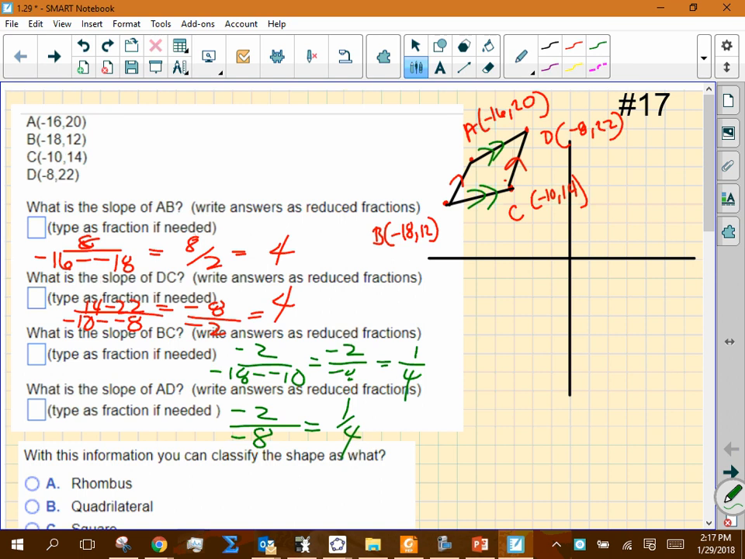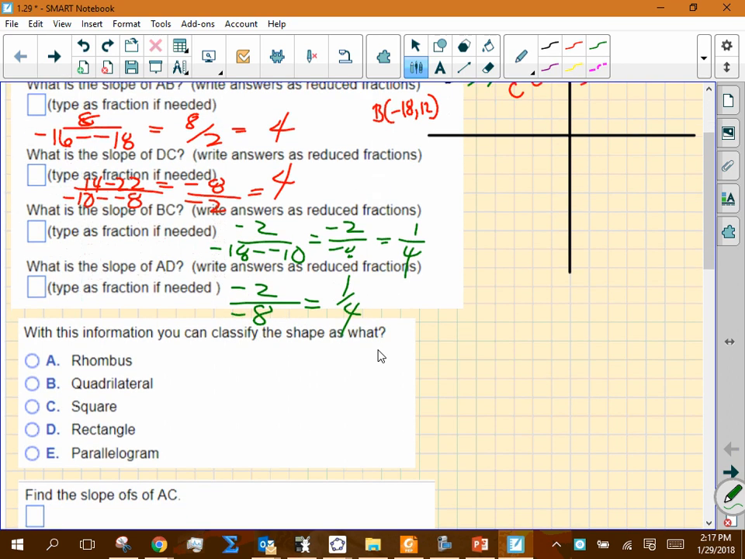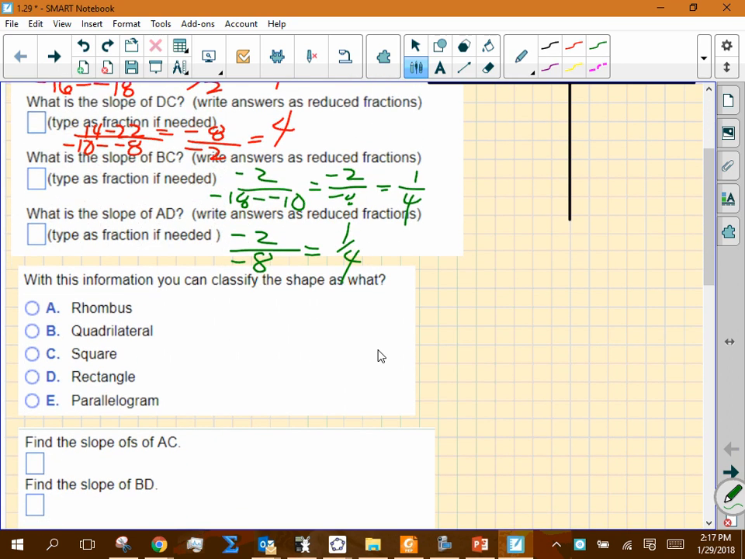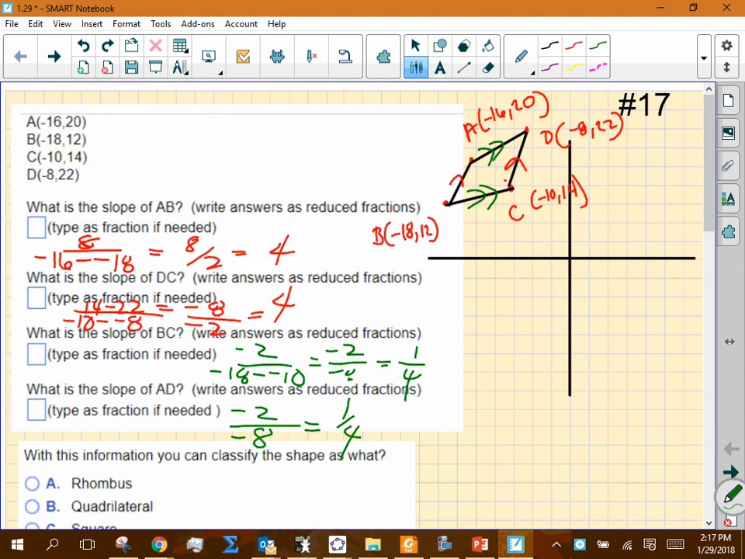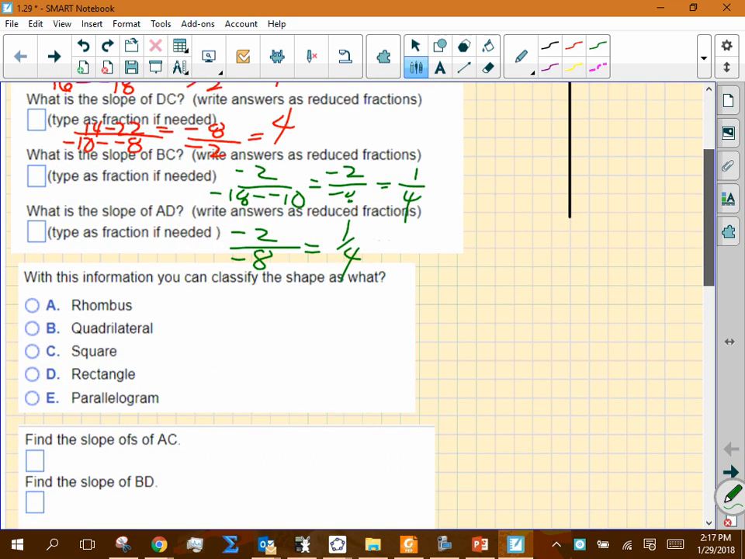Looking at the other information, because it says parallelogram, but I have options. It could be a rectangle. What's it need to have for a rectangle? A right angle. Once I do slopes, how do I know if I've got a right angle? If they're opposite sign reciprocals. Are these opposite sign reciprocals? No, they're all positive slopes. So this shape is just a parallelogram because there are no right angles.